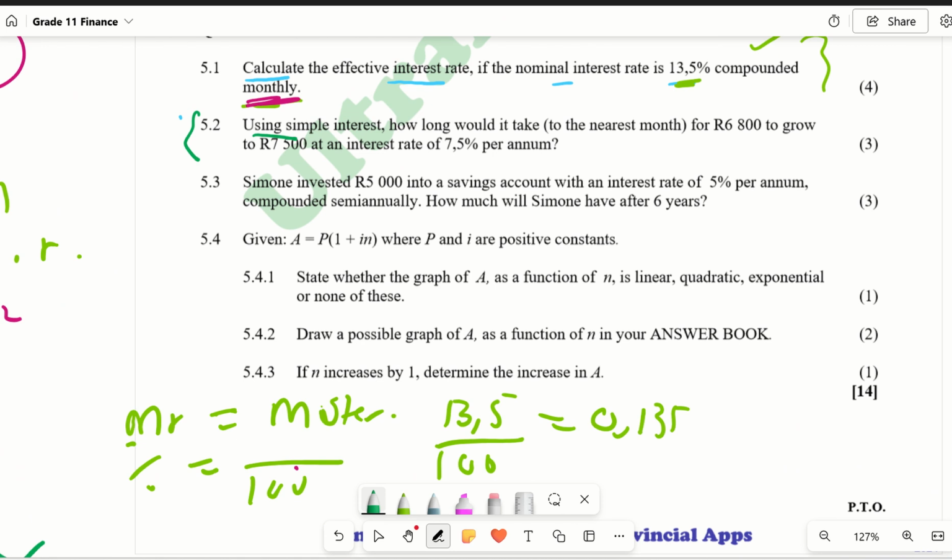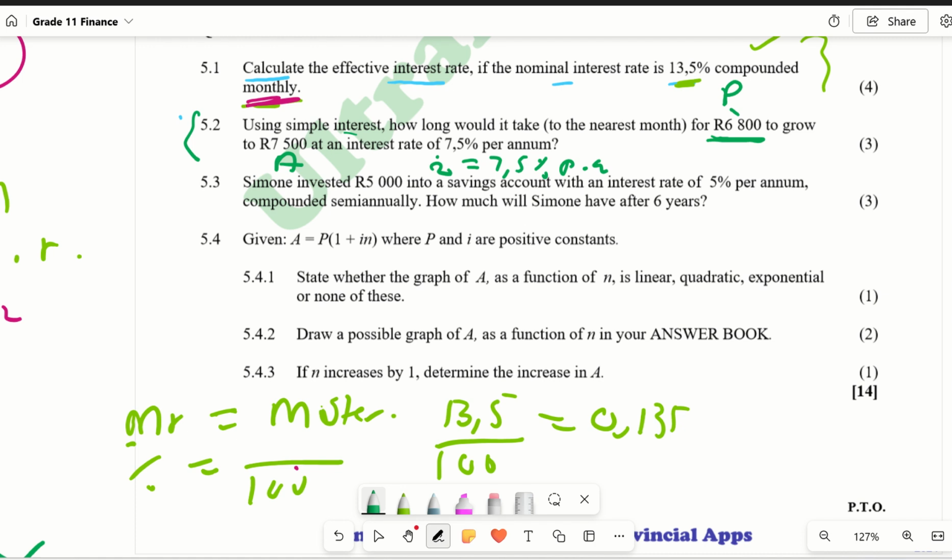5.2 says, using simple interest, how long would it take, to the nearest month, for 6,800 to grow to 7,500 at an interest rate of 7.5% per annum? So just try to collect the data. Your i is 7.5% per annum. Then they tell you that you invest an initial amount of money, which happens to be 6,800, which will be your P. And then they say the money grows to 7,500. This will then be your A.